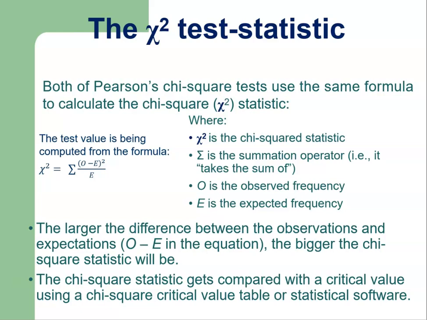The chi-square test statistic is compared with the critical value using a chi-square critical value table or statistical software. But now we don't need to use the chi-square critical value table, because in every statistical software we can directly conclude whether the test value is significant or not, because the observed p value is given there, and on the basis of that value we can conclude whether the test value is significant or insignificant.